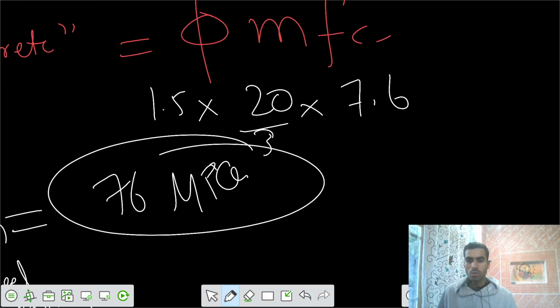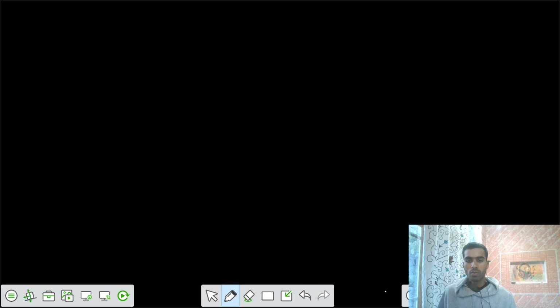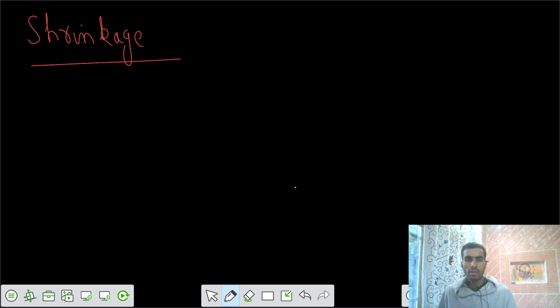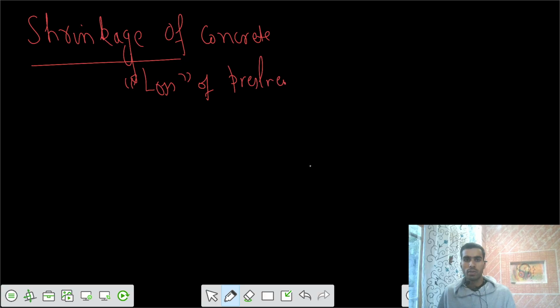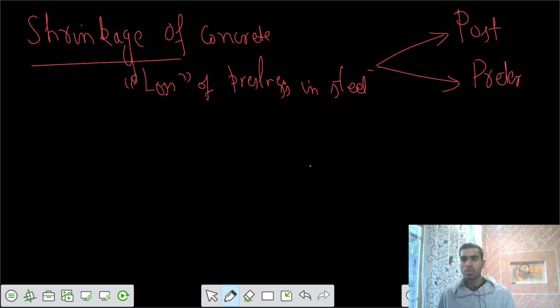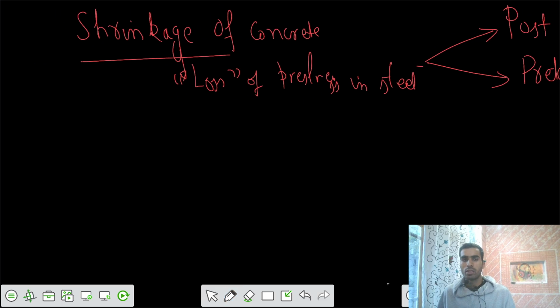Now let's come to one more kind of loss, that is shrinkage of the concrete, and that's also a time dependent phenomenon. Because of the shrinkage of concrete, we have loss of stress. So this is also a loss of pre-stress in steel. It is observed in both kinds of beams, post-tension and pre-tension beams. All those kinds we have observed this phenomenon.